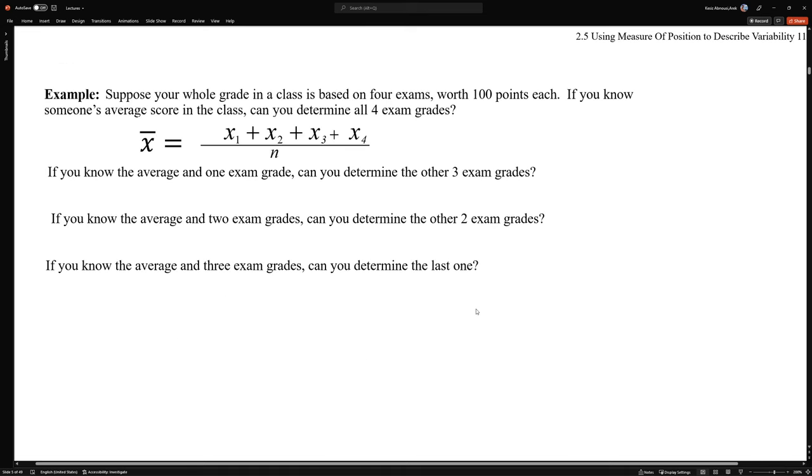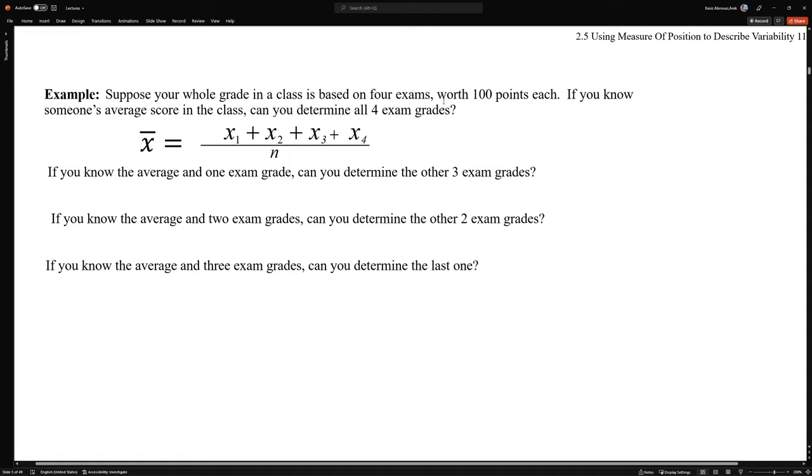And this is an example. Let's say your whole grade in a class is based on 4 exams. X1 is the grade of your first exam. X2, X3, X4 are the grades of your second, third, and fourth exams, worth 100 points each. So X1 can be 0 up to 100, the same for the other 3. If you know someone's average score in the class, can you determine all 4 exam grades?